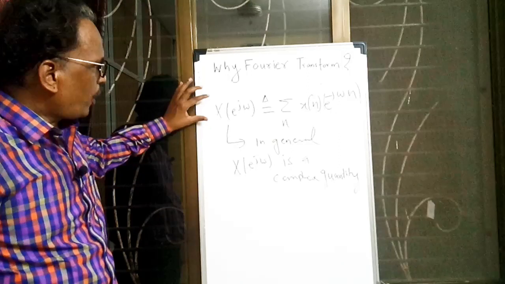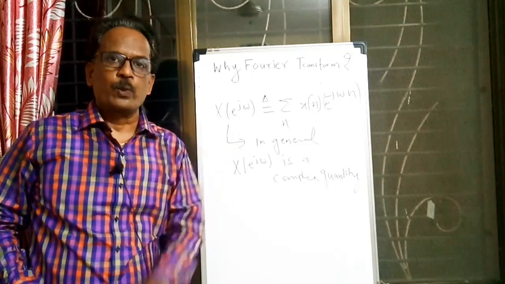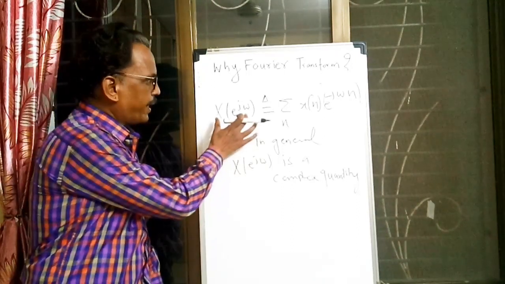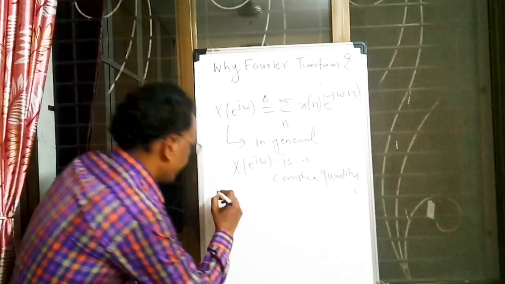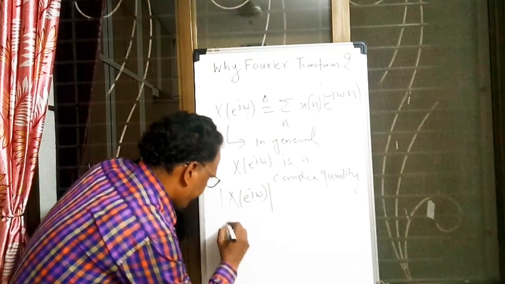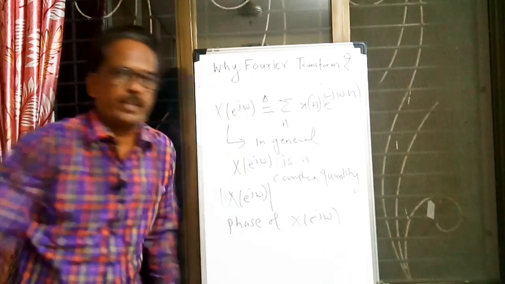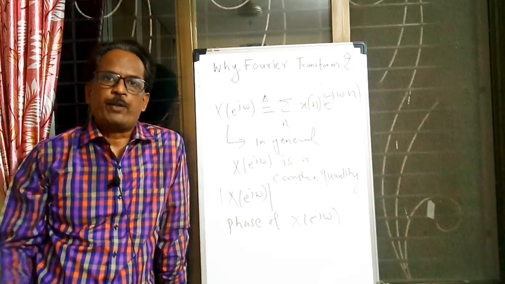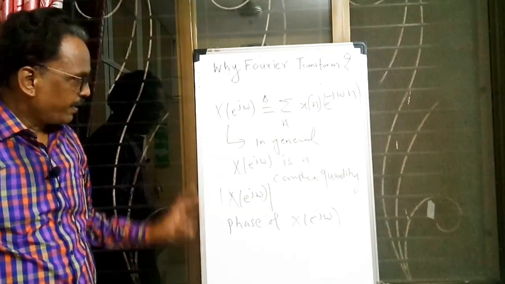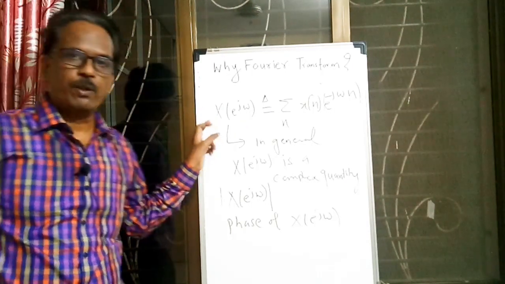So when we want to talk about this X(e^{jω}), since it is a complex quantity, to find out different values or interpret this X(ω), we need to talk about its magnitude and its phase. So the magnitude of the Fourier transform and the phase of the Fourier transform are the two quantities which we have to study, since it is a complex quantity. Let us see how to find the magnitude of X(e^{jω}) and the phase of X(e^{jω}).